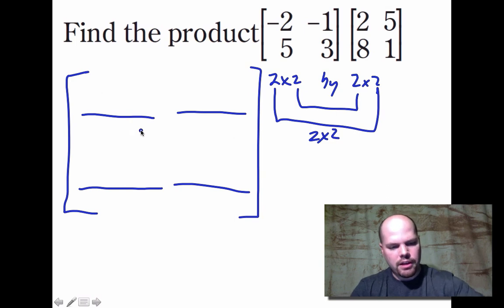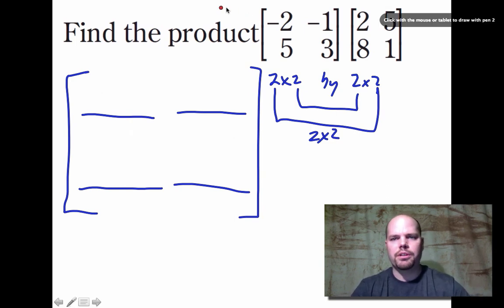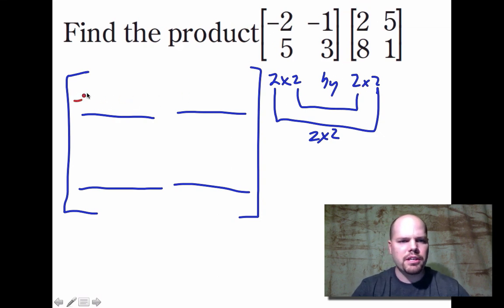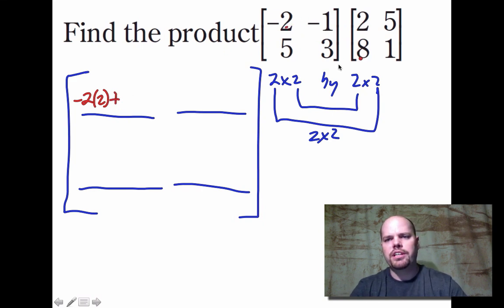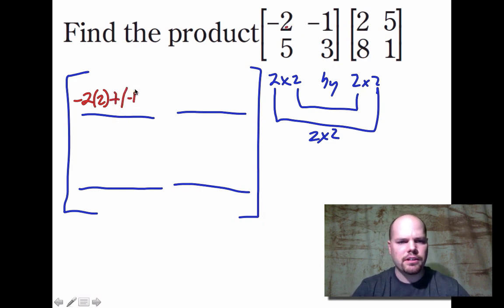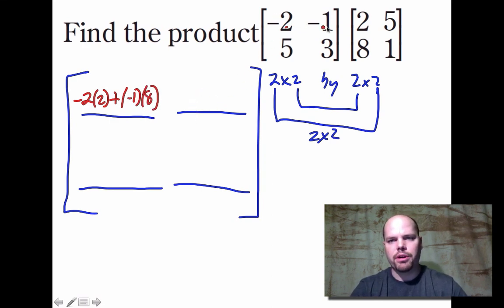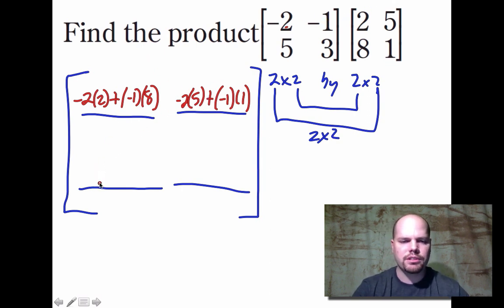Okay, so now let's actually multiply that. So we're going to go for the upper left entry. That's how I say this: the upper row with the left column. So it's going to be negative 2 times 2 plus negative 1 times 8. Now you can do this mentally if you want to. For the upper right entry, we go upper row with the right column. So it's going to be negative 2 times 5 plus negative 1 times 1.